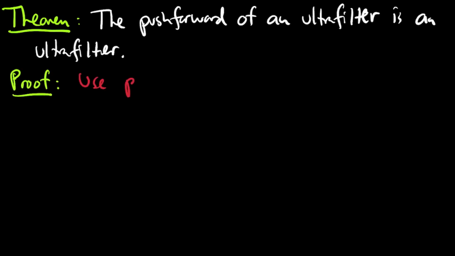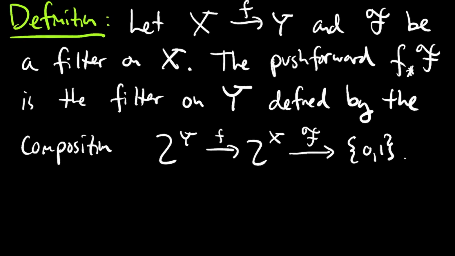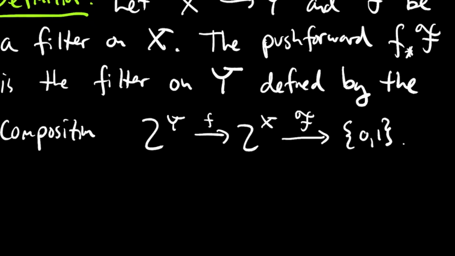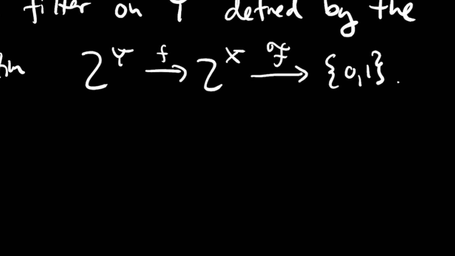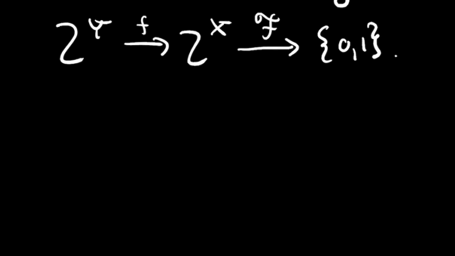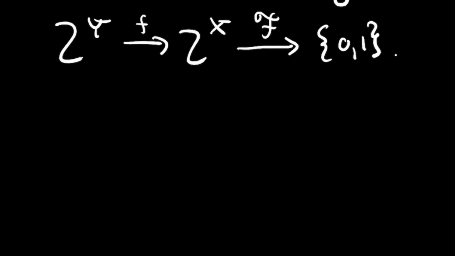Now, the best way to see this is to use the characterization of ultrafilters as prime filters. And to see that prime is respected by push forwards, just remember that the push forward of a filter is really the composition of the filter with a function that respects unions.